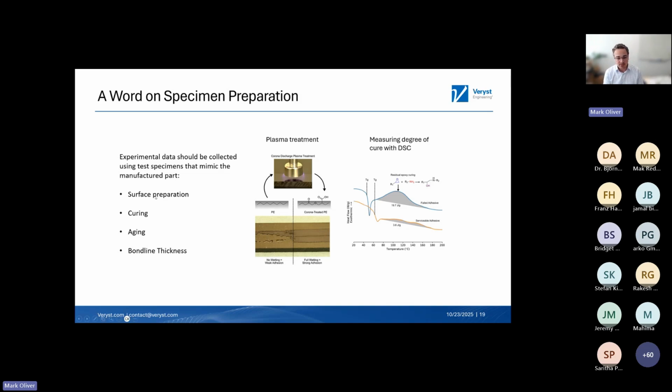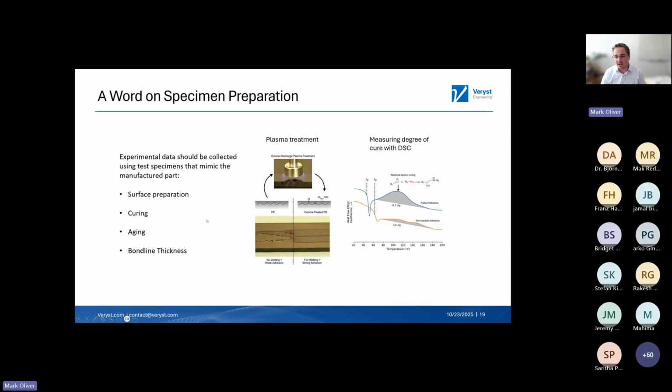So if in your application, or a structure you're designing, your adhesive is being bonded to one substrate, but you go in the lab and you use a different one, you may get results that are not directly applicable.